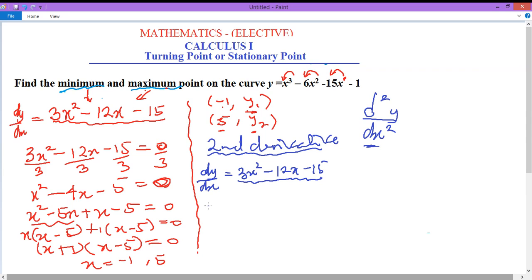So my second derivative, d squared y over dx squared, is equal to differentiating this function. We are applying the same principle. The power will multiply this, reduce the power by 1. The power here will multiply this, reduce the power by 1. The constant term drops. So this becomes 6x minus 12. So this is the second derivative. We can even further differentiate this function, and we obtain the third derivative. But we are only after the second derivative, so let's leave it here.